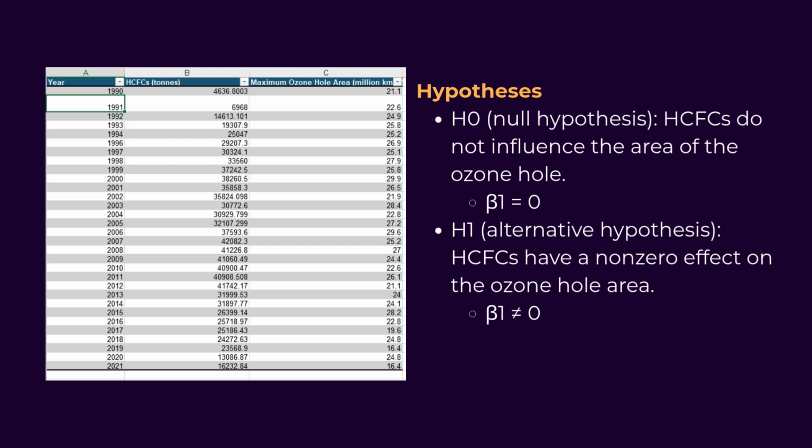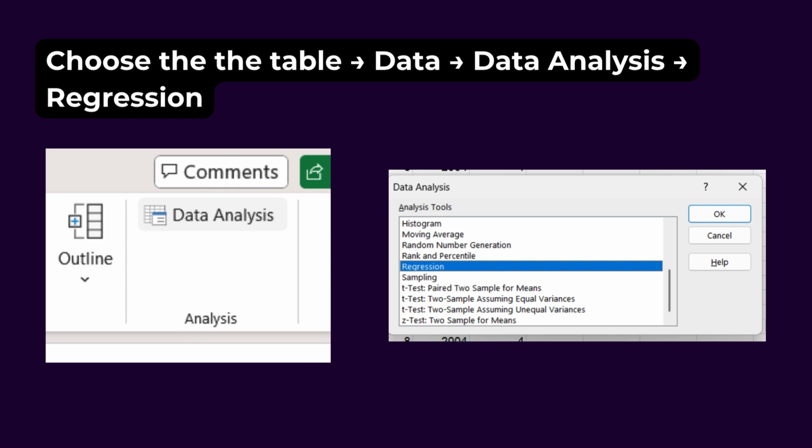The null hypothesis says HCFCs do not influence the area of the ozone hole. The alternative hypothesis says HCFCs have a non-zero effect on the ozone hole area. Now we can run the test in Excel.